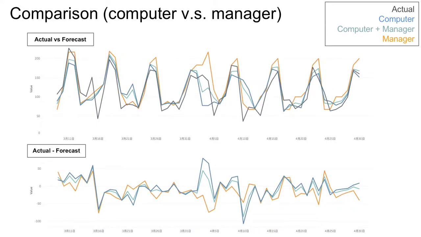And at the same time, we developed our computer forecast model. The blue line is the computer forecast. We can see in most situations, the computer is able to produce a very close forecast to the actual values. During our research, we found one interesting thing: if we combine computer and manager forecasts, the model generates more accurate results than both the computer and managers, like in this period.